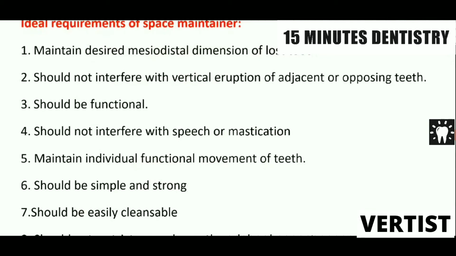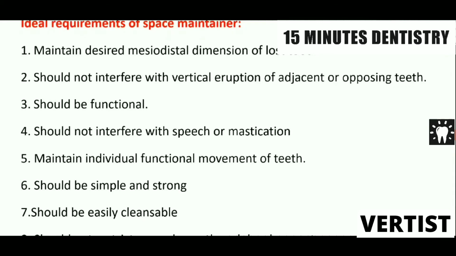The ideal requirements of any space maintainer are as follows. It should maintain the precise desired mesiodistal dimension of the lost tooth. It should not interfere with the vertical eruption of the adjacent or opposing tooth. Ideally, it should be functional and should not interfere with speech or mastication. It should help maintain the individual functional movement of the teeth. It should be simple and strong, easily cleansable, and should not restrict normal growth and development.